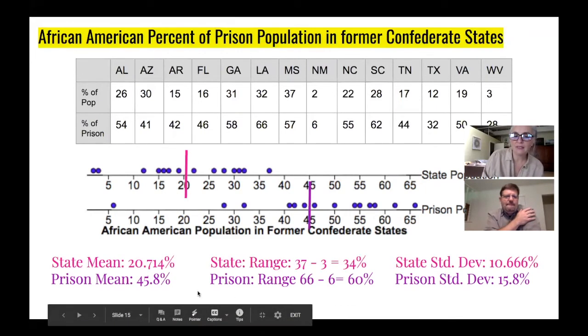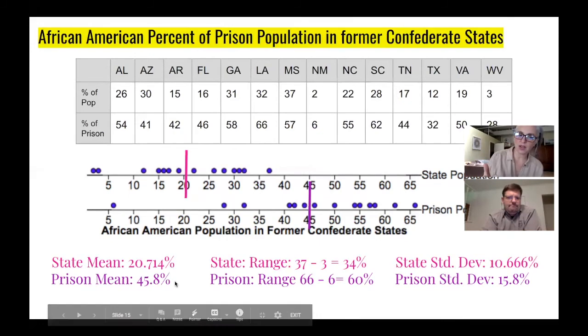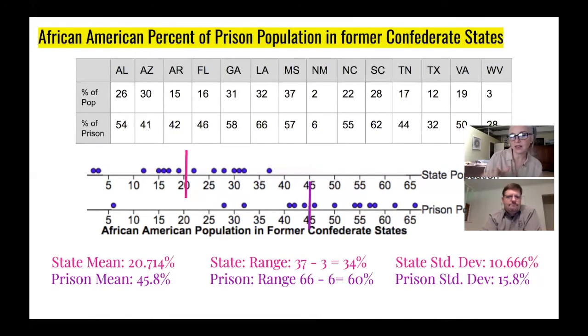So we have numbers now that we can begin to compare. We've got a state mean of 20.7 and a prison mean of 45.8. And in the standard deviation, we have 10.6 in the state and 15.8 in the prison. So look at the data. Why is the prison standard deviation larger than the state standard deviation? What do you think, Mr. Robbie?